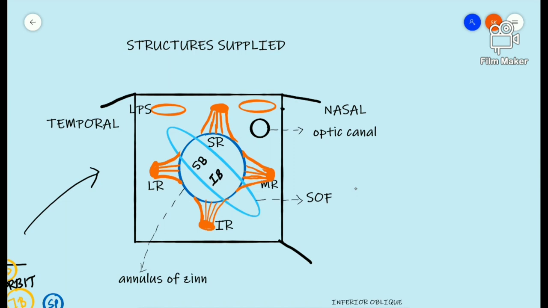Both branches supply extraocular muscles. The superior branch supplies the levator palpebrae superioris muscle and the superior rectus muscle. The inferior branch of the third cranial nerve, like the superior branch, supplies another three extraocular muscles. Those muscles supplied are inferior rectus, medial rectus, and inferior oblique.